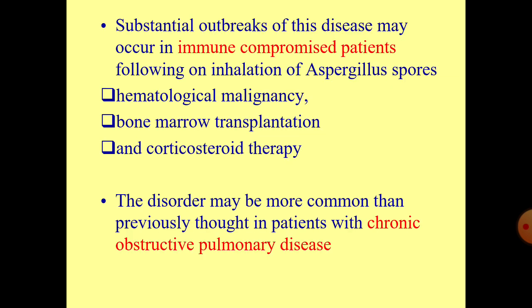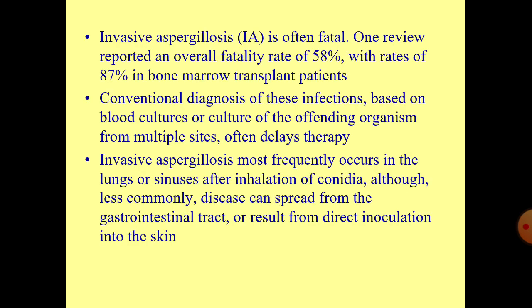Substantial outbreaks of the disease may occur in immunocompromised patients, as we said, especially those with hematological malignancy, those with bone marrow transplant, and those using corticosteroids for a long time. This disorder may be more common than previously thought in patients with chronic obstructive airway disease. So patients with chronic obstructive airway disease are liable to aspergillosis. Invasive aspergillosis is often fatal, with the mortality rate reaching about 60%, and this rate is higher in patients who have bone marrow transplant and can reach 90%.